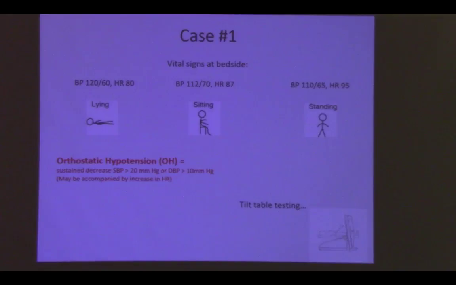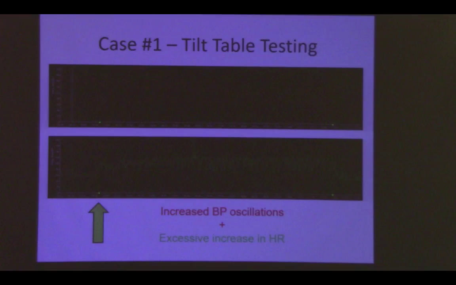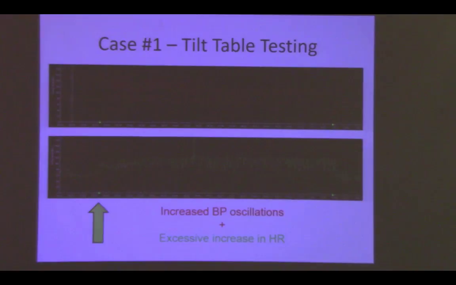In seeking additional answers, we had her do tilt table testing, which is a little bit more rigorous of an upright challenge. By being attached to a tilt table, this helps us get a more robust challenge of our blood pressure and our heart rate responses. And here you can see a nice depiction of what was happening for her when she stands up. So these red lines are her blood pressure.